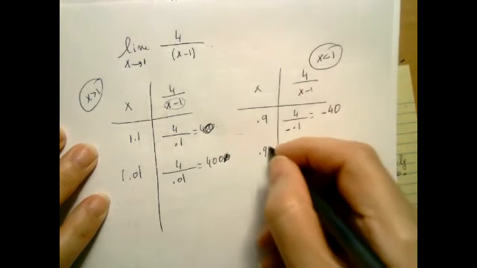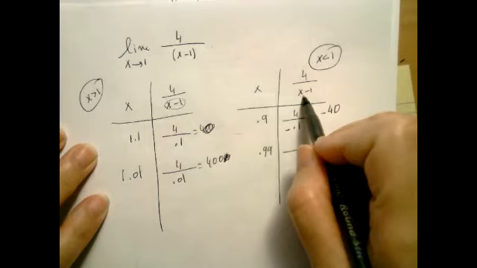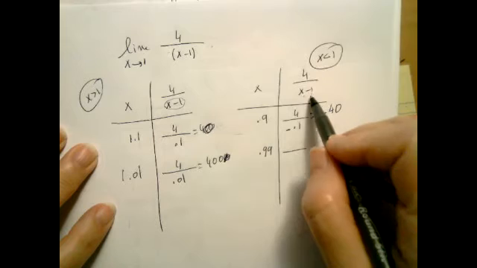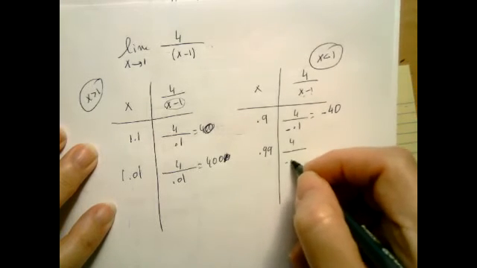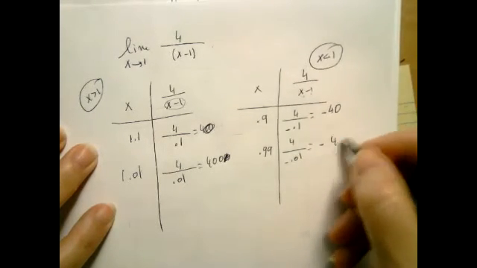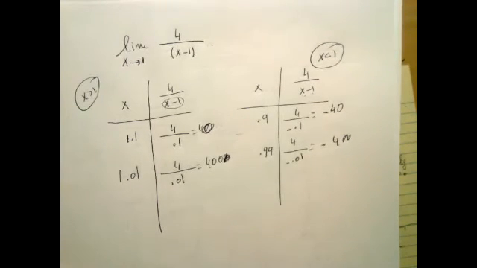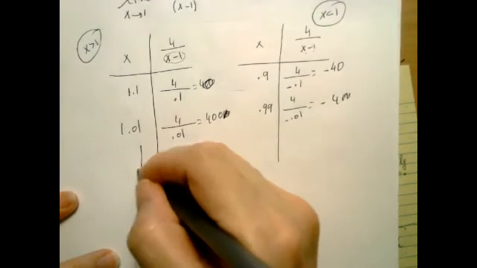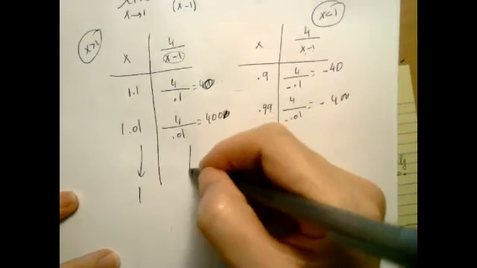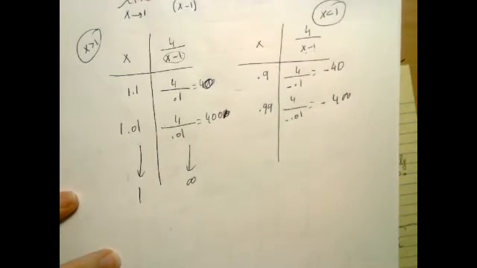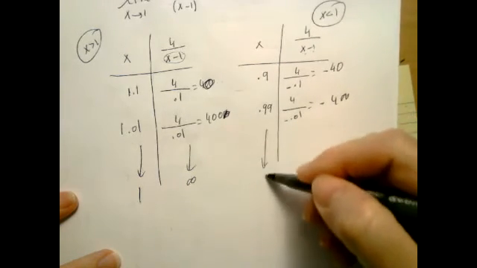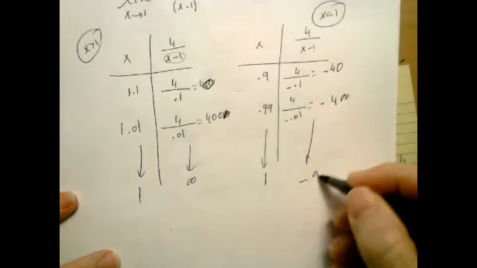If I plug in 0.99 here, minus 1, this is going to give me a small negative. So 4 over minus 0.01, which is going to give me minus 400. We're going to have an asymptote, but the behavior of the function is going to change on both sides. When x is becoming close to 1 from the right, the output will still become large. When I take 1.001, I have 4,000, and so on and so forth. However, from the left, it's going to go to minus infinity.